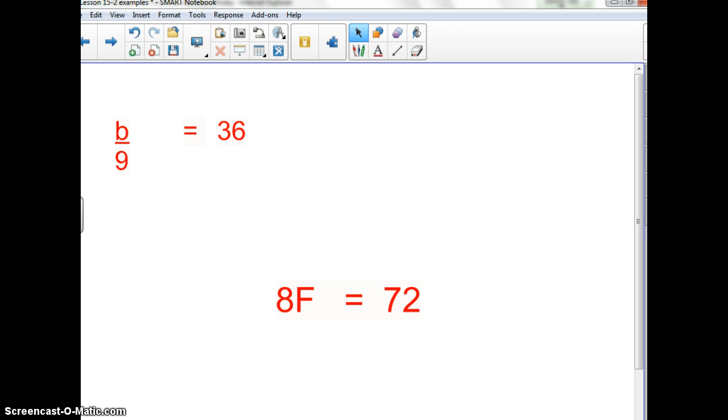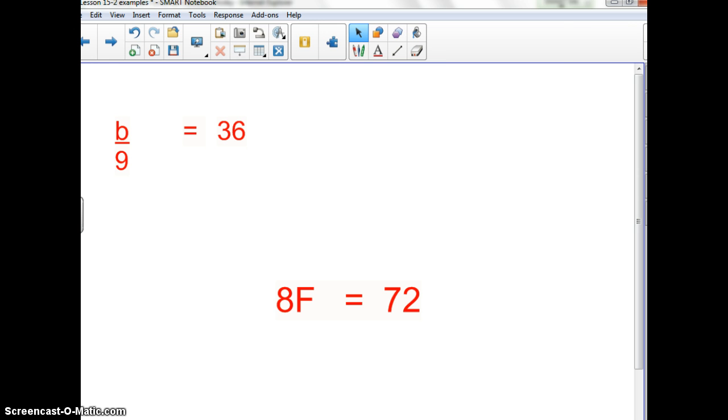Solve for B. That fast? Natasha? 4 divided by 9 equals 36. If you're solving for B, that means you have to put that number right here.